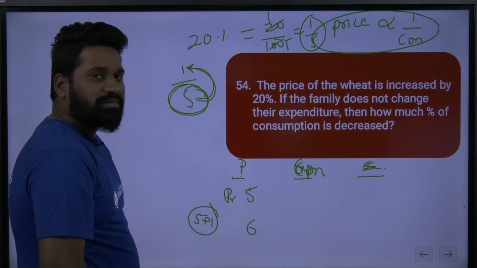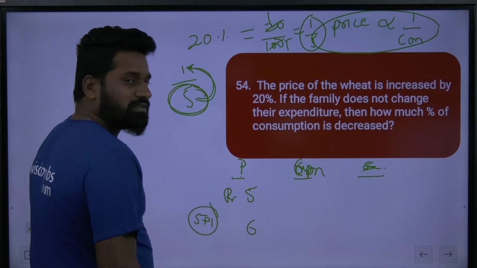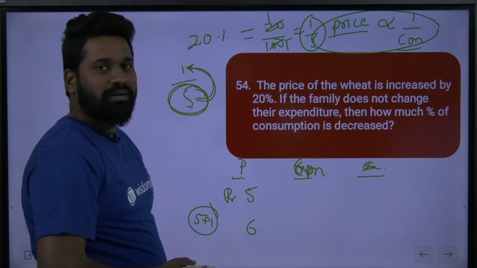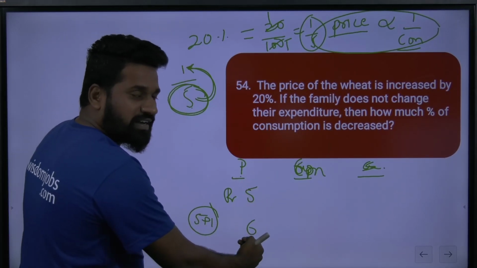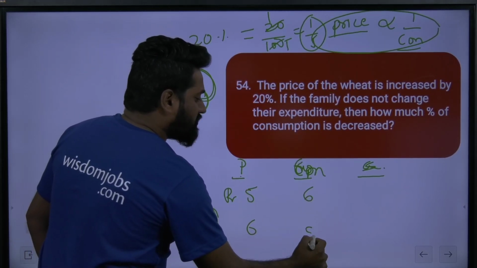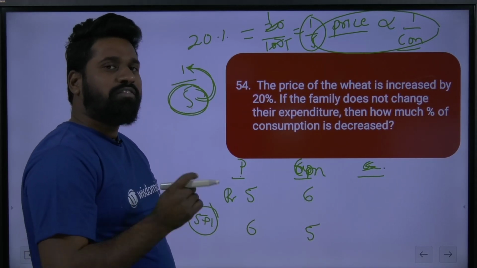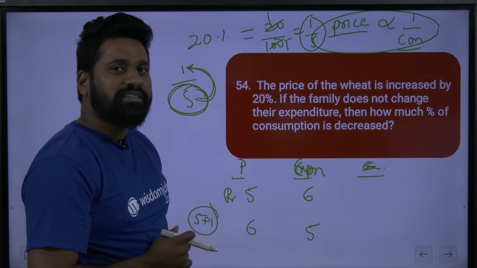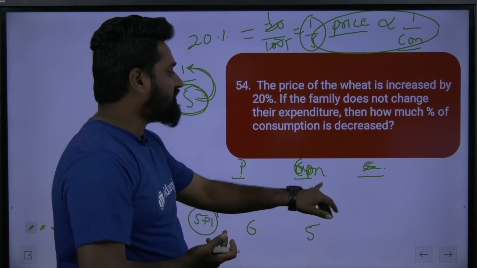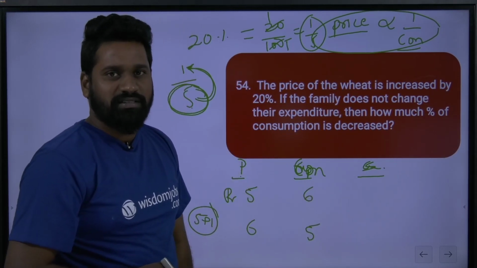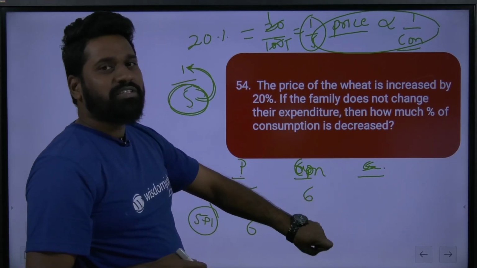Now coming to the consumption, this becomes reversed, because just now we discussed price and consumption are inversely proportional. If this ratio is 5:6, this ratio becomes 6:5. Is it clear, all of you? So if you observe, the total expenditure is the same. 5 6s are 30 rupees, 6 5s are 30 rupees. Expenditure never changes. Your consumption becomes reversed.